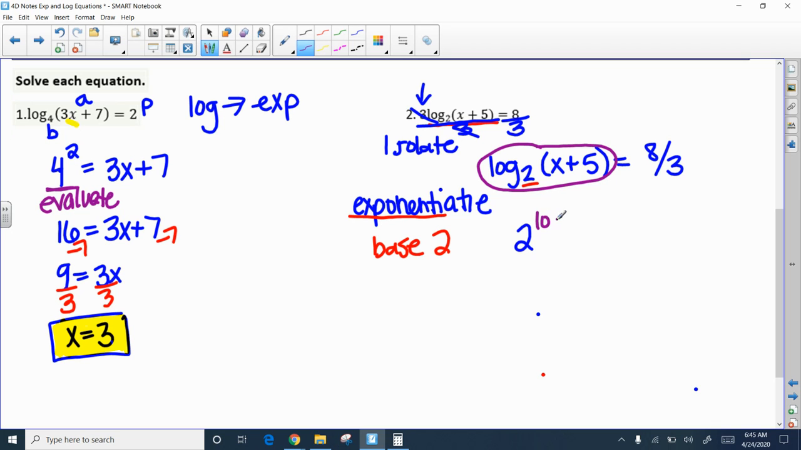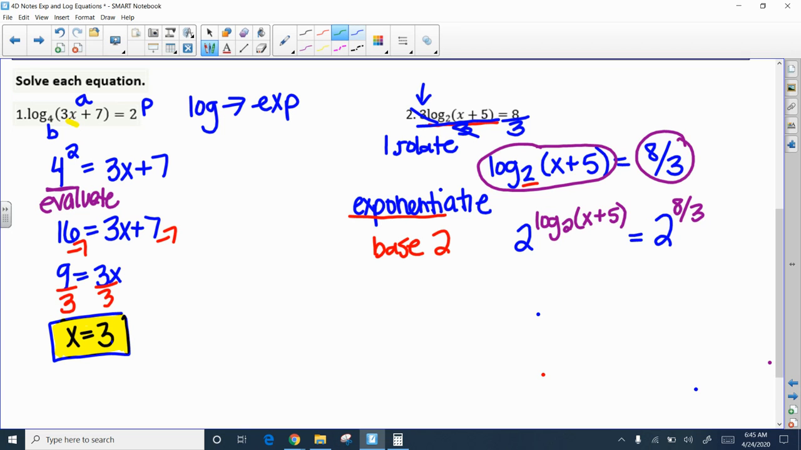So 2 to the log base 2 of x plus 5 equals also a base of 2 on the other side, and I'm using this as the other exponent. So 2 to the log base 2 of x plus 5 equals 2 to the 8/3 power. So that's what we mean when we say exponentiate. We're using each side of the equal sign as an exponent on the same base. And we chose the base because it was a log base 2.